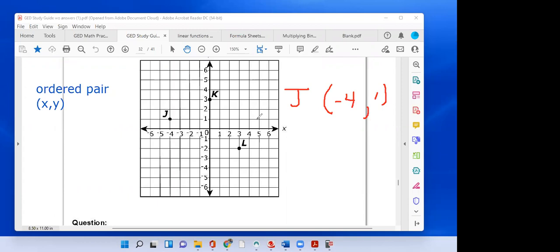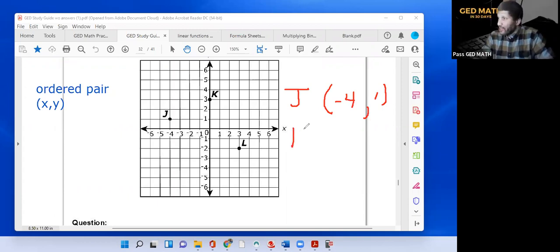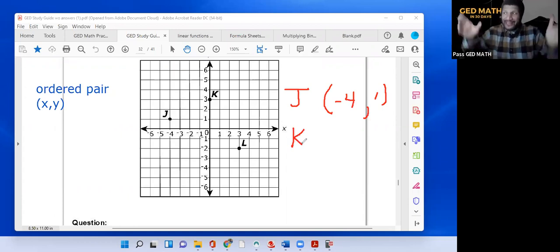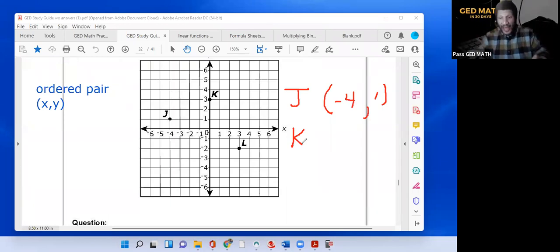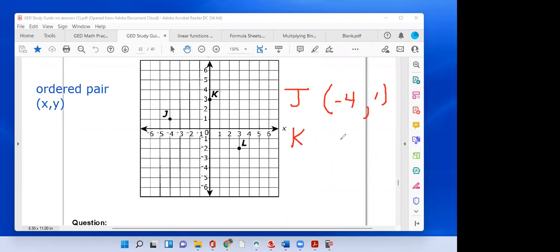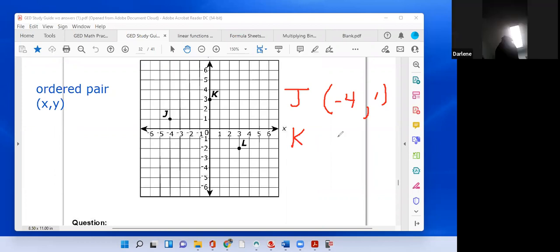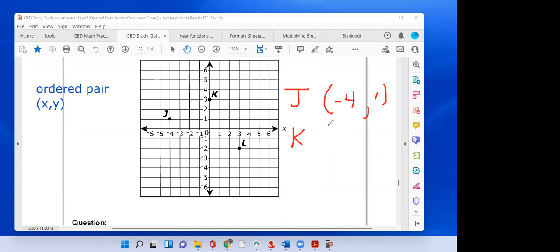Negative 4 and 1. Okay. How about K? Now, most people miss this problem because they miss K. What is K? What's the ordered pair for K? Okay, 3 and 0. Yeah, X first. Yes, 0 and 3. Yes, Darlene. Your X first.